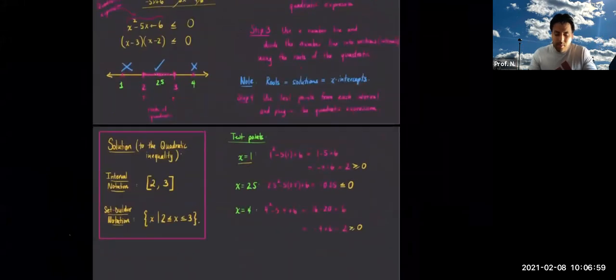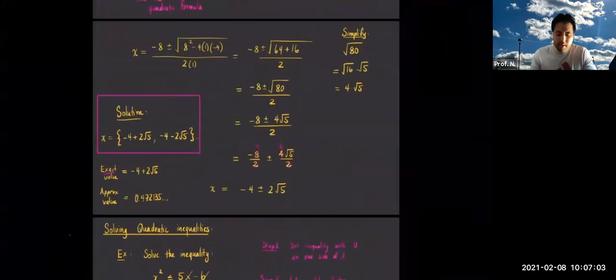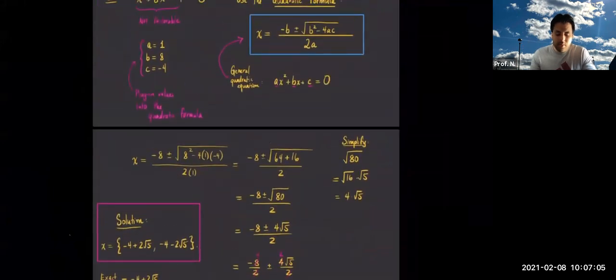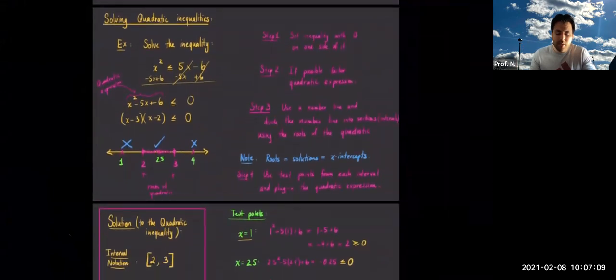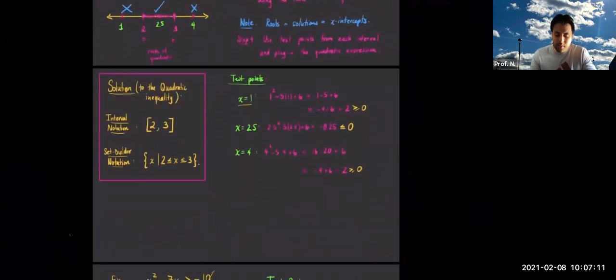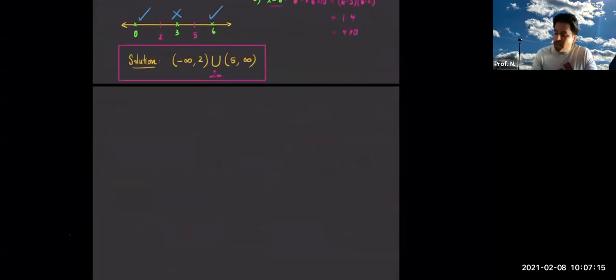Okay, so we've talked about quadratics, both the equations, factoring, using the quadratic formula. We've talked about the quadratic inequalities using test points. Great, so we're making much progress here. Just a few more things and then we're pretty much done.